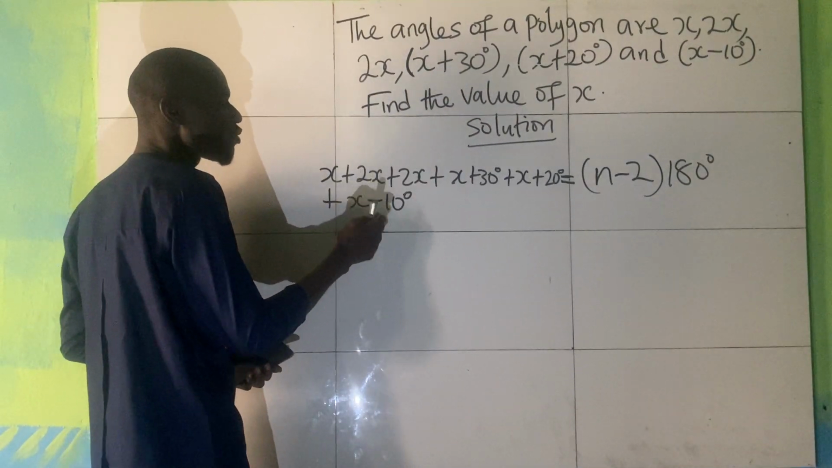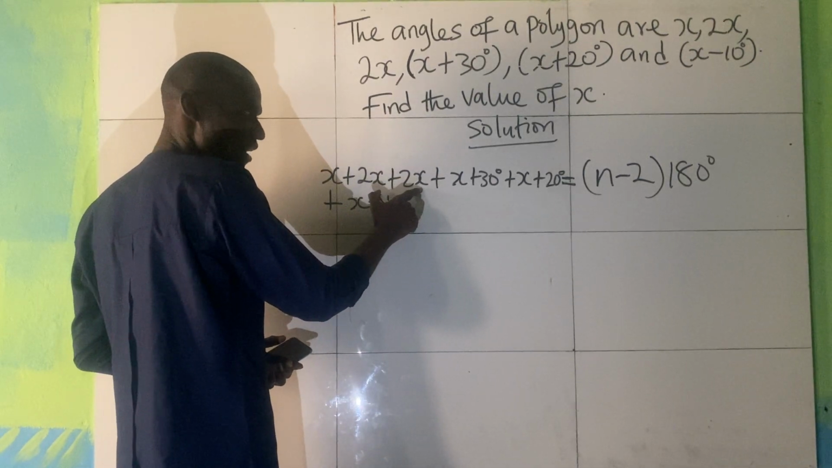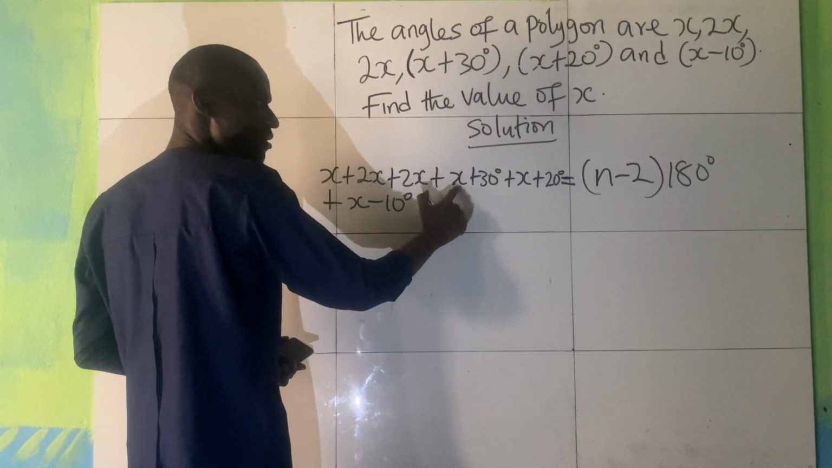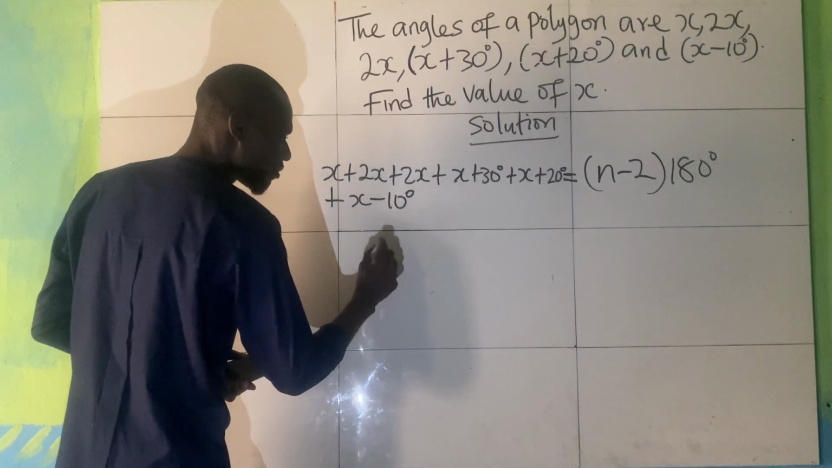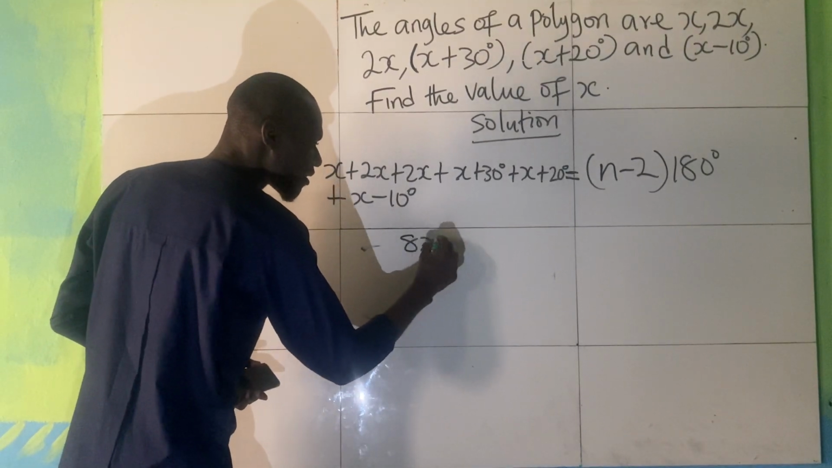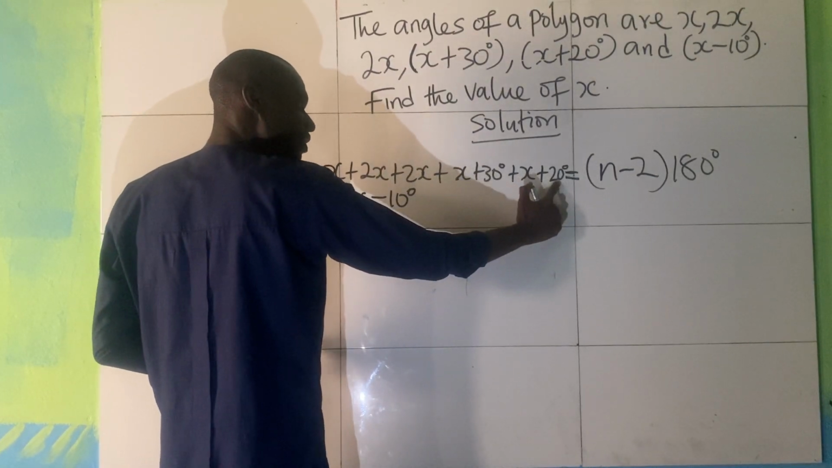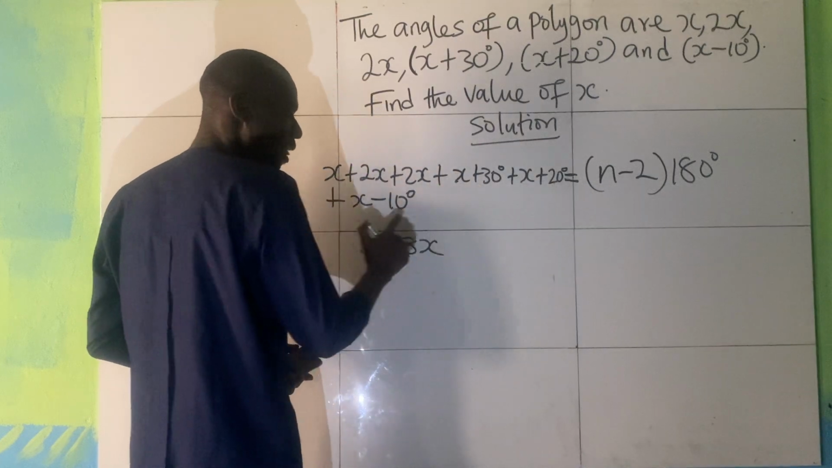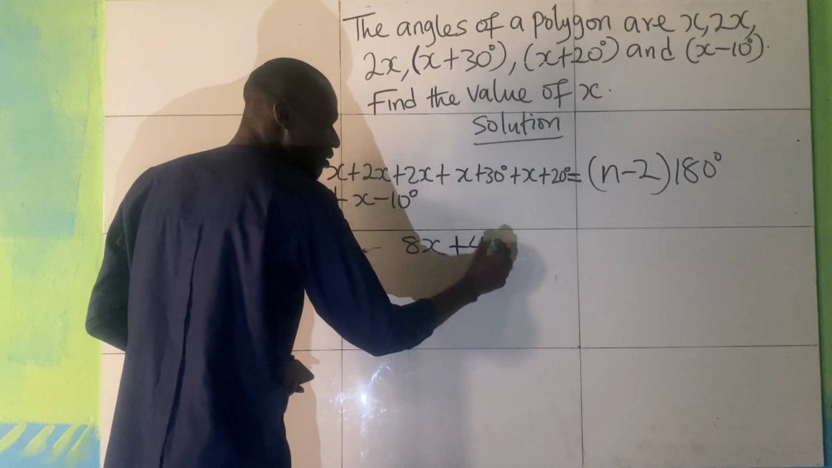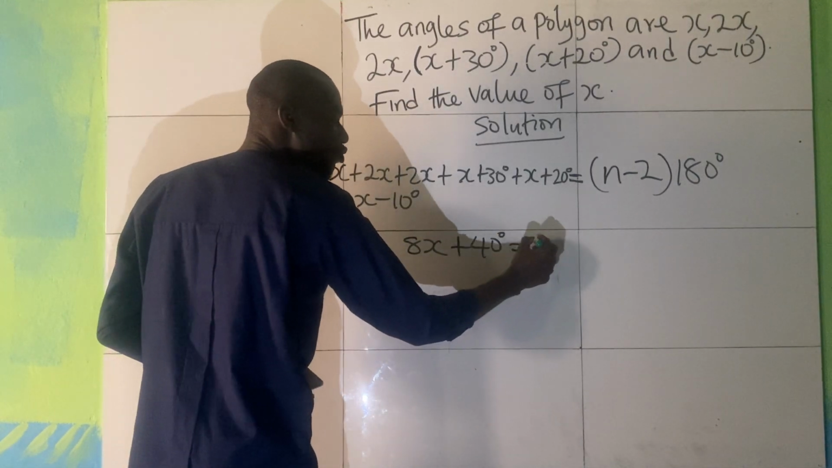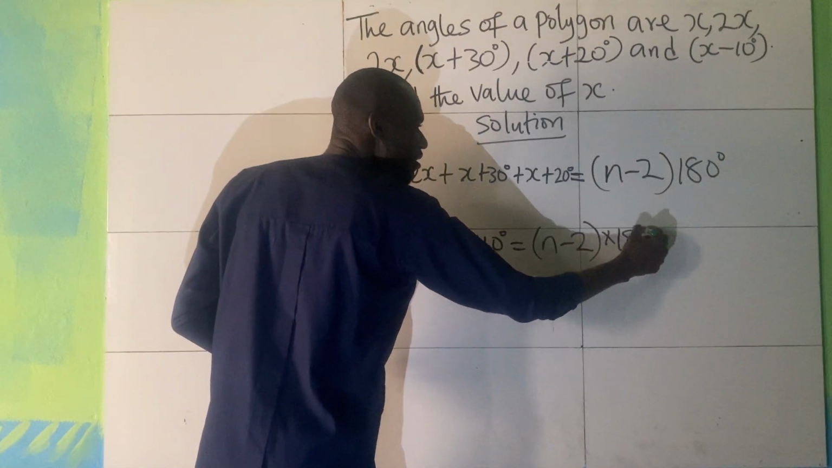x plus 2x will give us 3x, plus 2x will give us 5x, plus x is 6x, plus x is 7x, and plus x will give us 8x. Then let's go over to the angles. 30 plus 20 degrees will give us 50 degrees, minus 10 degrees will give us 40 degrees. So plus 40 degrees. All of this is equal to n minus 2 multiplied by 180 degrees.